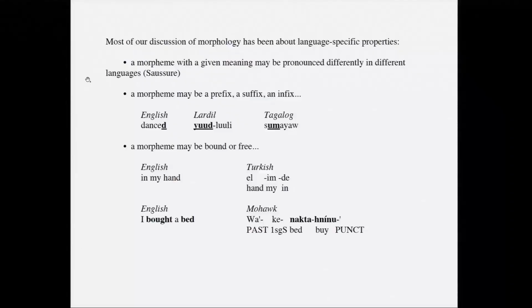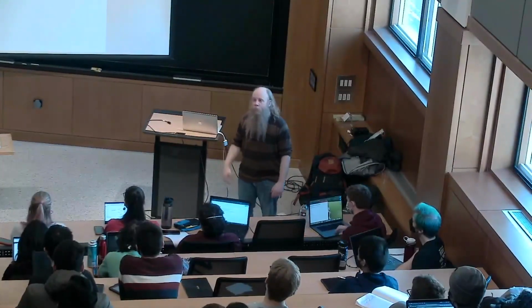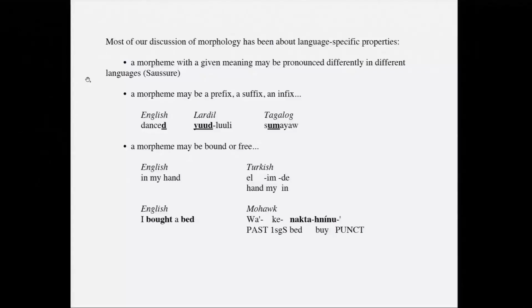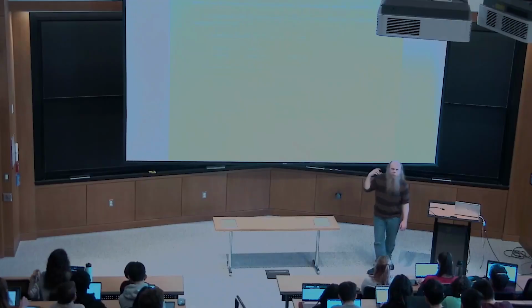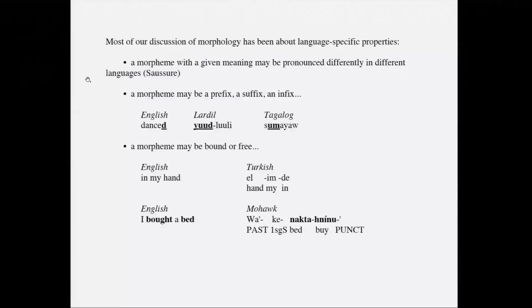Similarly, in English, a sentence like "I bought a bed" consists of 4 freestanding words. In Mohawk, it consists of 1 word. So there's the verb buy that is combining with various things, including a morpheme that means bed. So the object becomes part of this long verb. Anybody here speak Mohawk? Okay, good. So please just believe me. This is how Mohawk works. This is a process called noun incorporation. It's not obligatory in Mohawk, but it's an option that you have. Okay, so languages can vary with respect to how their morphemes are pronounced, whether they're prefixes or suffixes or other things, and whether they are bound or free.